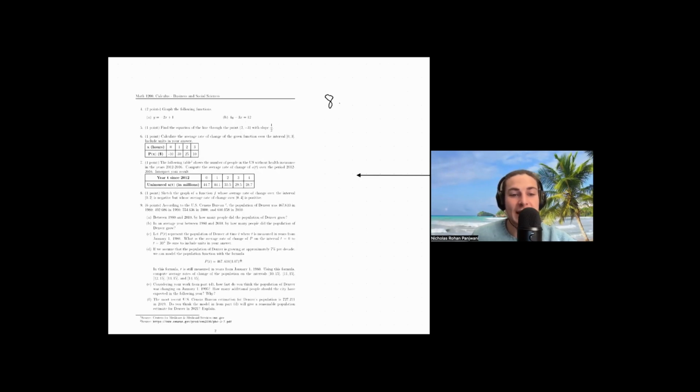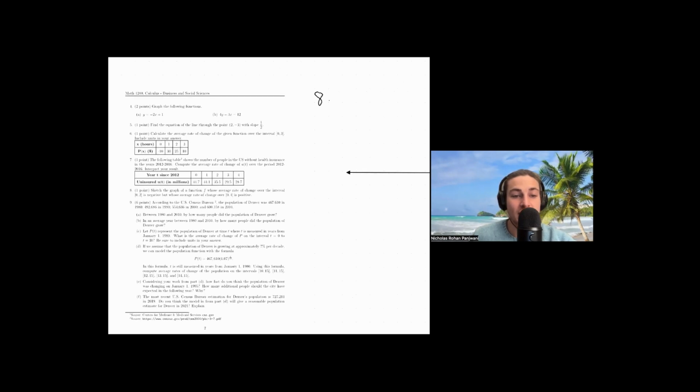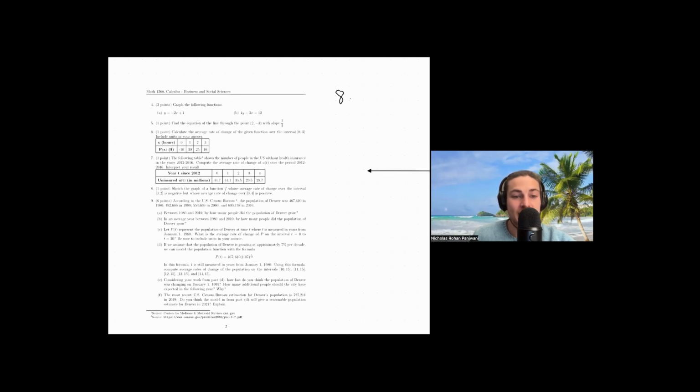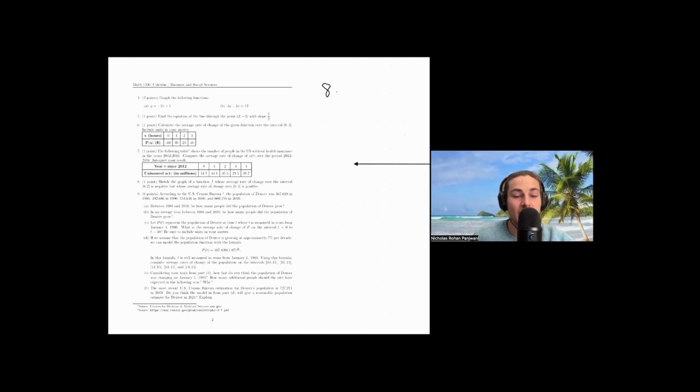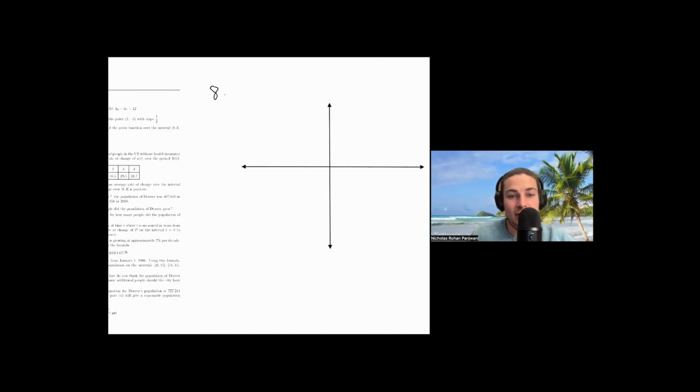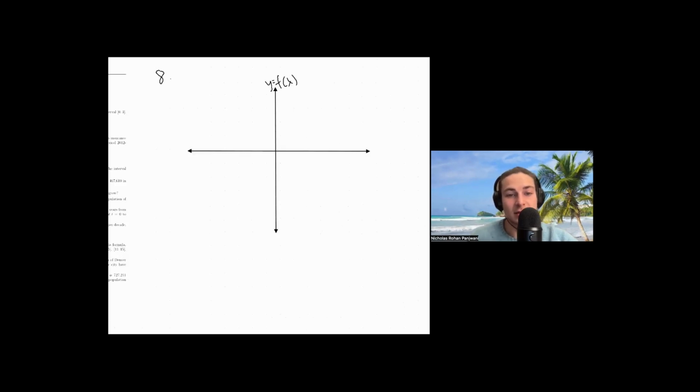Number 8. Sketch the graph of a function f whose average rate of change over the interval 0 to 2 is negative, but whose average rate of change over the interval 0 to 4 is positive. Okay, so y equals f of x. This is x. So we have 1, 2, 3, 4. 2 and 4. So let's start with the overall interval. And we can keep this really simple. So we can start at the origin.